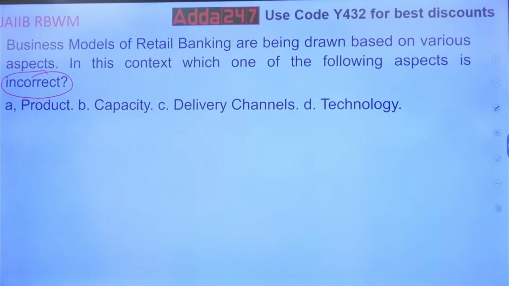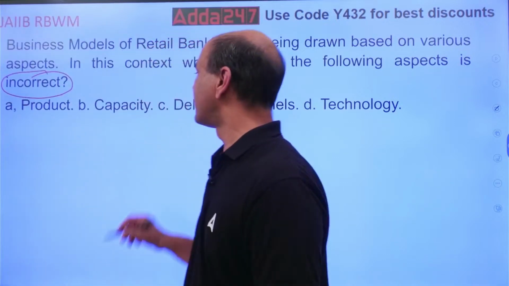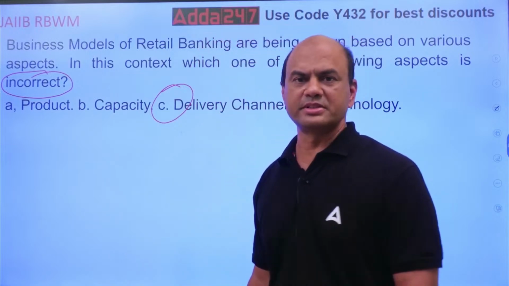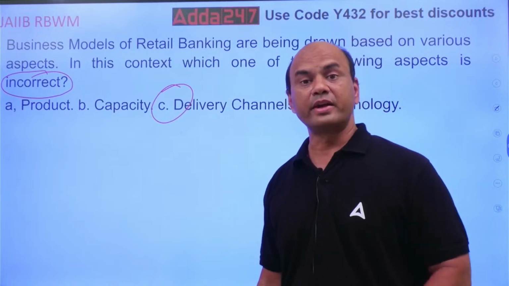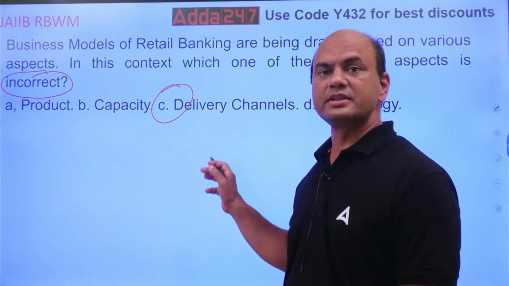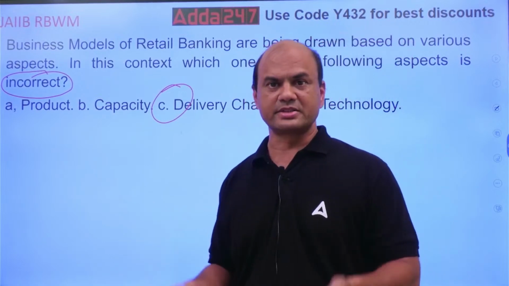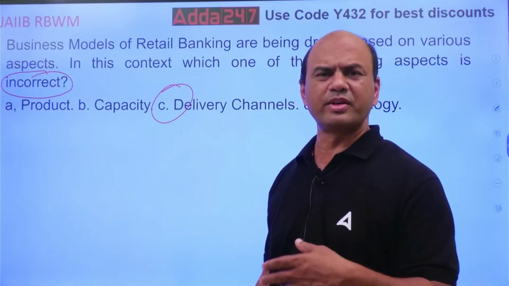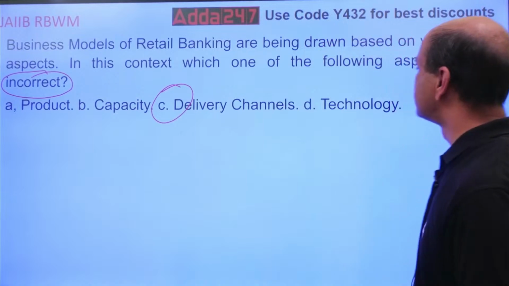Incorrect is this: delivery channel. Your business models are not based on delivery channel. In fact, it's vice versa. Delivery channels are based on the business model. Business model is the base. Based on this, we go for all delivery channels and contacting the customers. So this is incorrect.